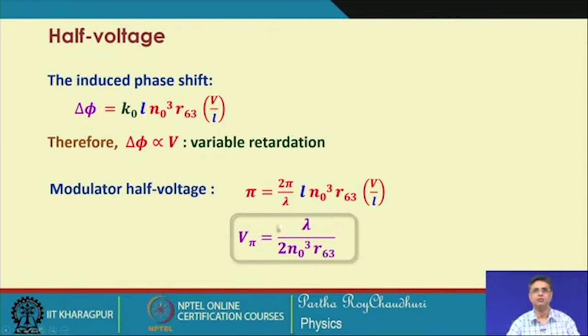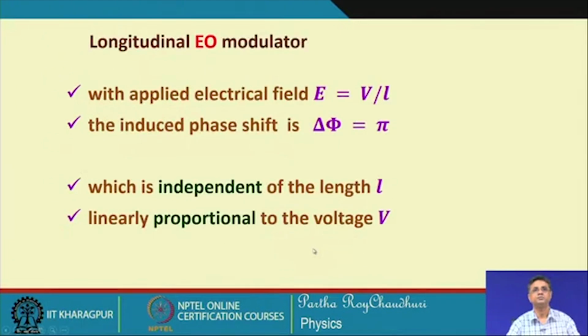It does not involve any length or any width of the crystal. It is simply proportional to the wavelength and inversely proportional to the electro-optic coefficient. So, with applied voltage V upon L, the induced phase shift for this half voltage is equal to pi, which is independent of length L and is linearly proportional to the externally applied voltage.